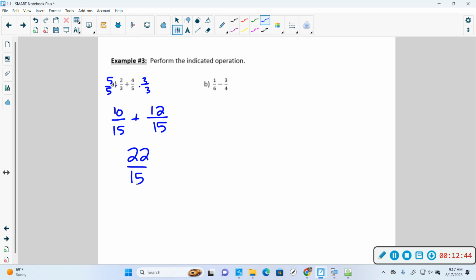Perfect. And if I don't say, hey, I want it as a mixed number, I want it proper, I don't care. So I'm super specific with directions. If it doesn't say, I'm not going to do any extra work. I'm just going to leave it.